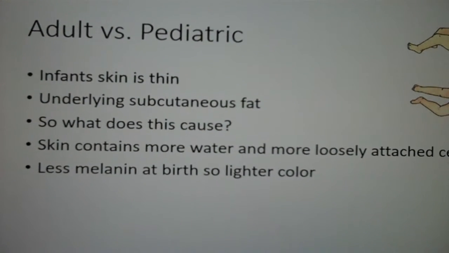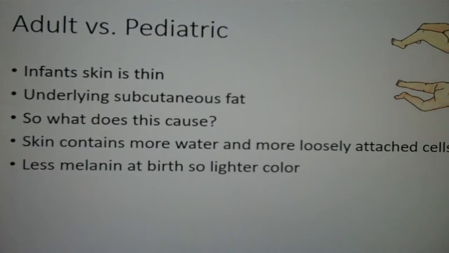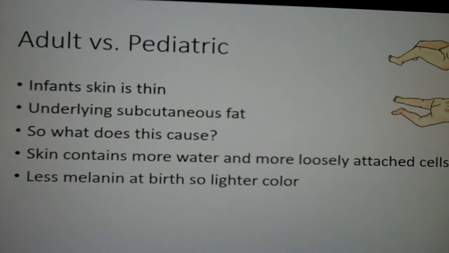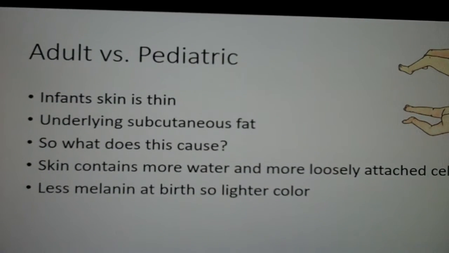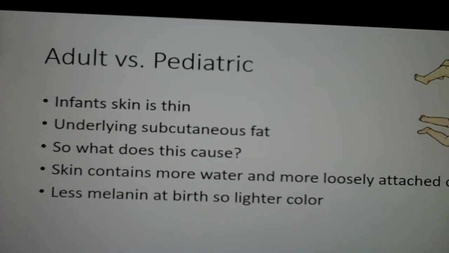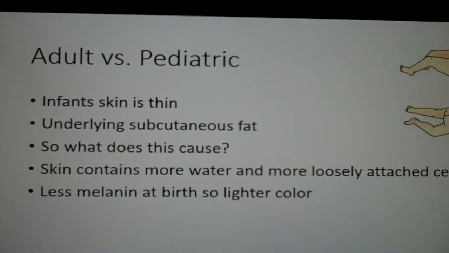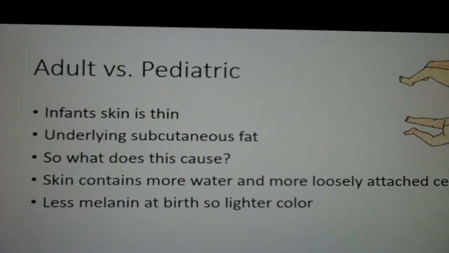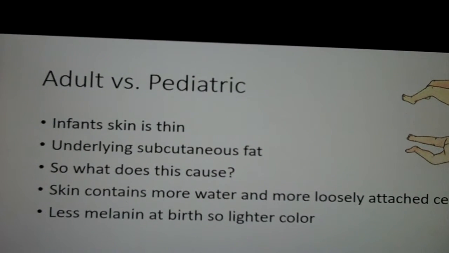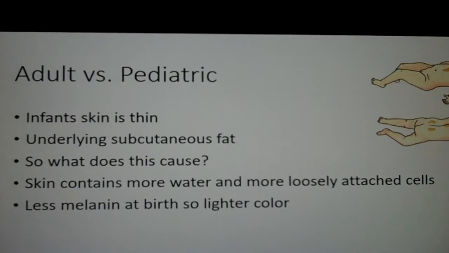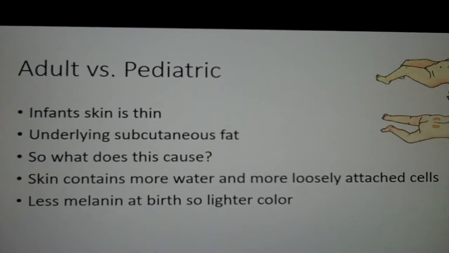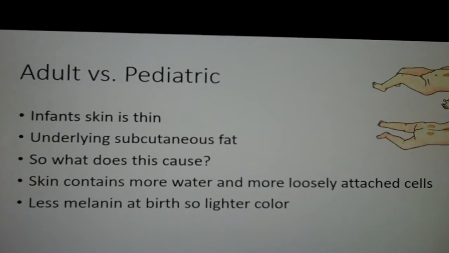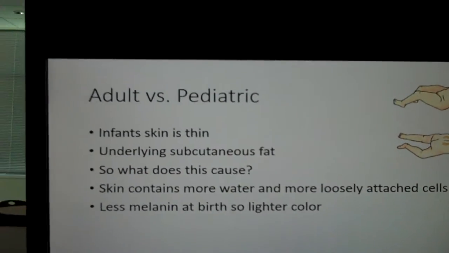Infant skin or pediatric skin contains more water and more loosely attached cells. This leads to an increased absorption of harmful chemicals and an increased risk for bacterial infections. Infant skin has less melanin than at birth, so they tend to be lighter in color. That's why a lot of your babies that are of different ethnicities will still look light after delivery because of the decreased melanin.